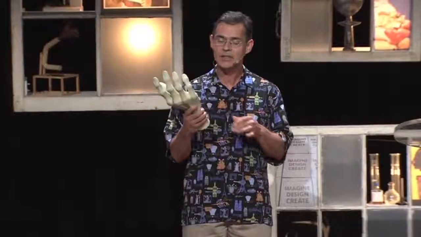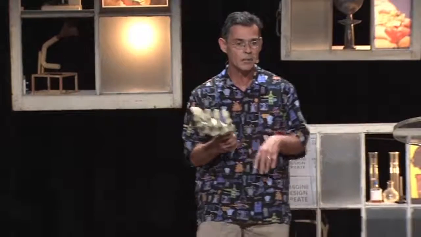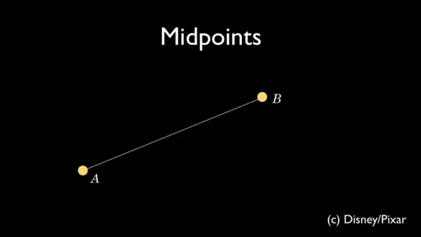His hand is a really complicated shape. It's not just a bunch of spheres and cylinders stuck together, right? And not only is it complicated, but it has to move in complicated ways. So I'd like to tell you how we do that. And to do that, I need to tell you about midpoints.